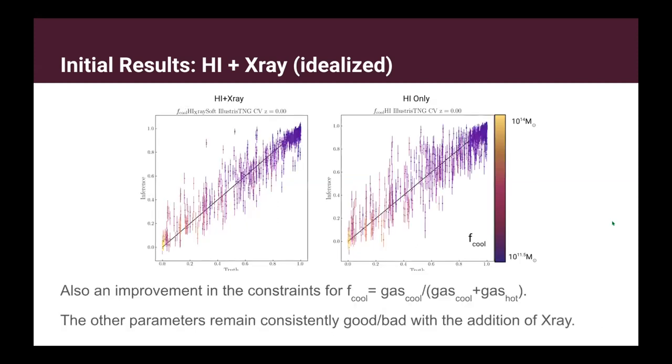And so now we're looking at fcool, where on the right we have H1 only, and on the left is H1 plus X-ray. You can see that all of the points have kind of moved closer together, surrounding the y equals x line. And the other parameters that I haven't shown basically remain consistently good or bad with the addition of X-ray. So I'm not going to show them in the interest of time, but that's basically the full story when we're adding X-ray.